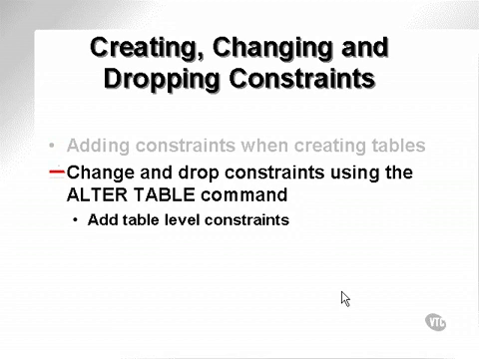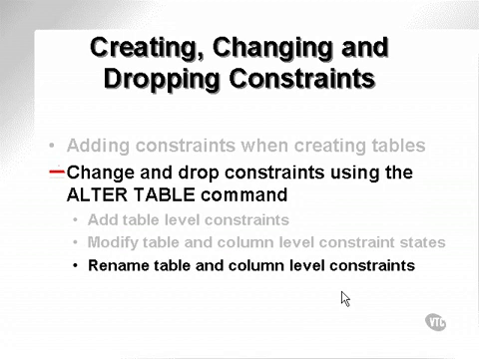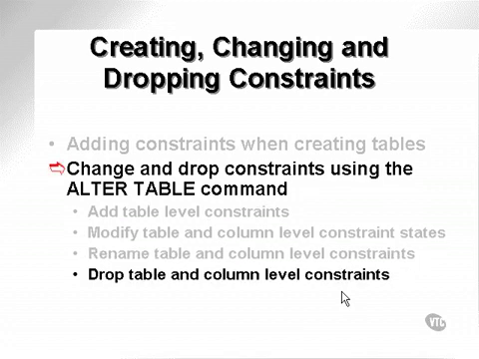Specifically, we can add table level constraints using alter table. We can modify table and column level constraint states only, not the actual constraints. If you wanted to change a constraint, you have to drop it and add it. You can also rename the names of column level constraints, and you can drop both table and column level constraints.